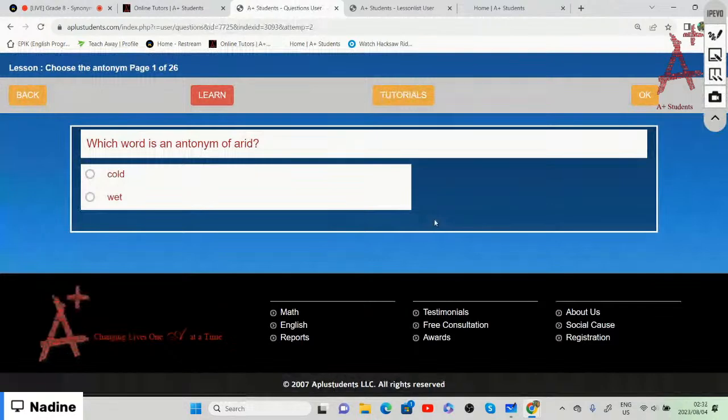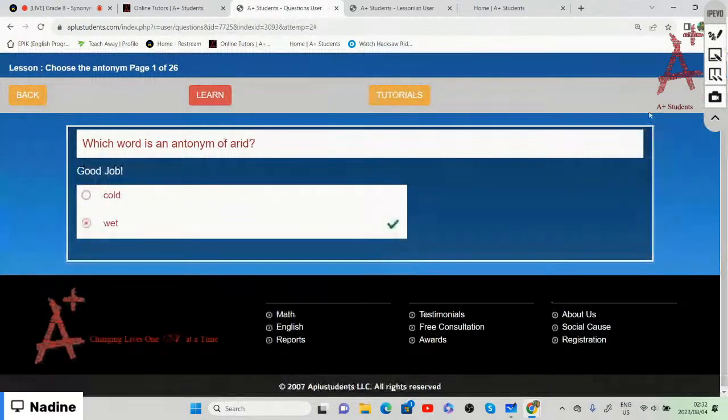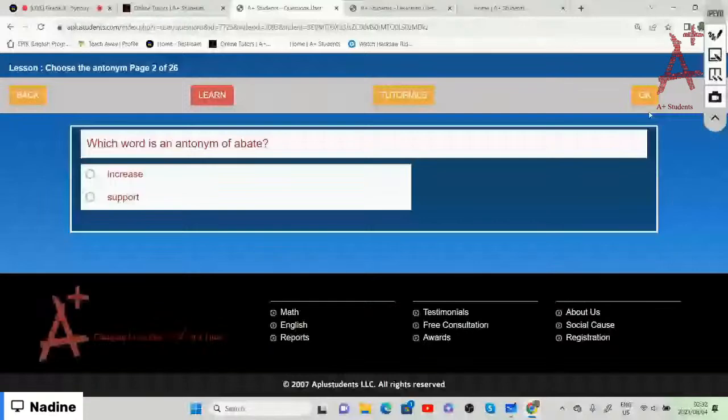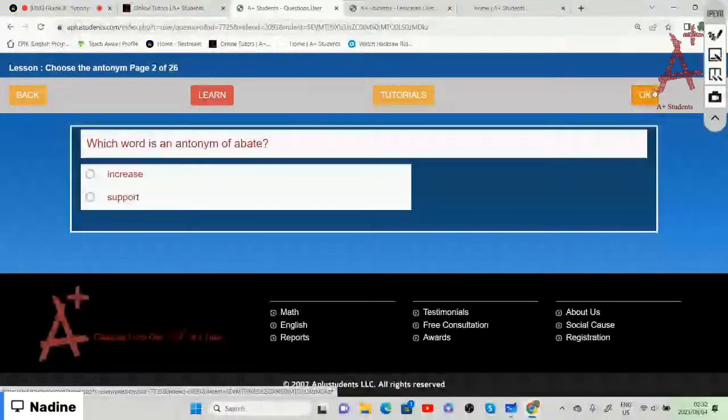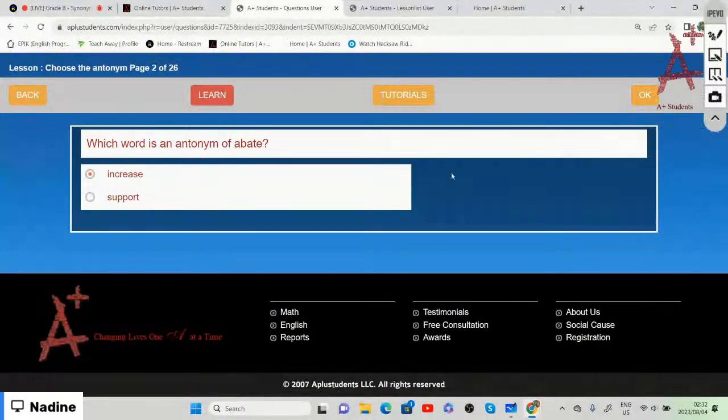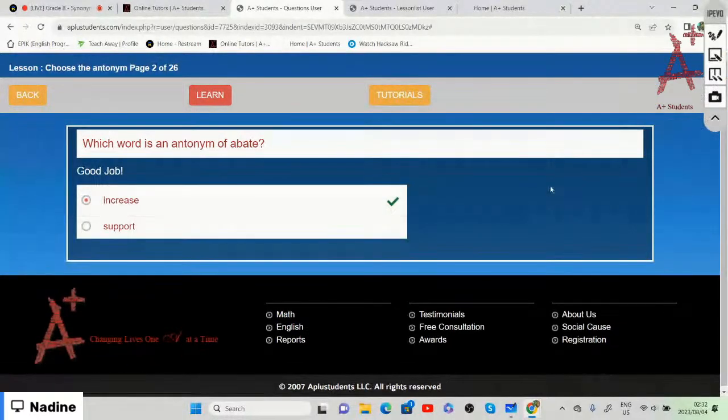So basically, the antonym of arid, let's try wet. Yes. We said the antonym of abate. The antonym of abate, is it to increase or is it to support? To increase or to support? So the opposite of abate is to increase. Yes.